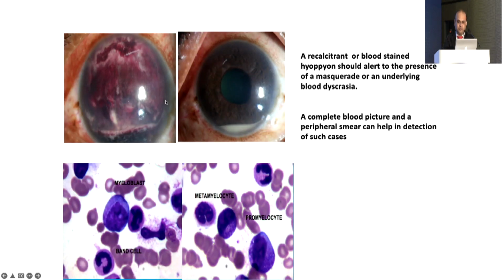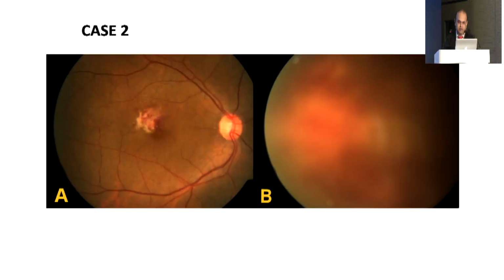So this was one more case, which I had shown earlier in one of my other talks also. This was a patient who came with a blood-stained hypopyon. When we took an AC tap as well as a peripheral blood smear, what we got was myelocytes and metamyelocytes. This was a patient who was a case of CML. So this was a blood dyscrasia where the AC tap as well as the peripheral smear revealed the presence of these band cells and atypical cells, which helped us in diagnosing this to be a case of CML rather than a uveitis.